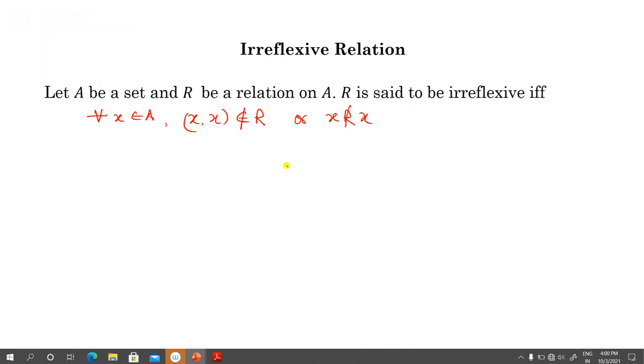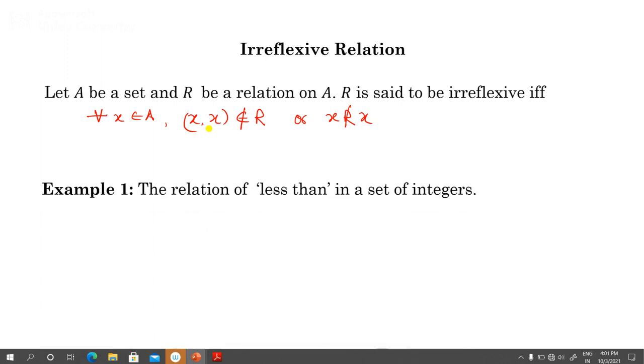In this way, you can say a relation is irreflexive. So, if you find a single pair for which (x, x) is there in R, then it will not be an irreflexive relation. Now look at the example.